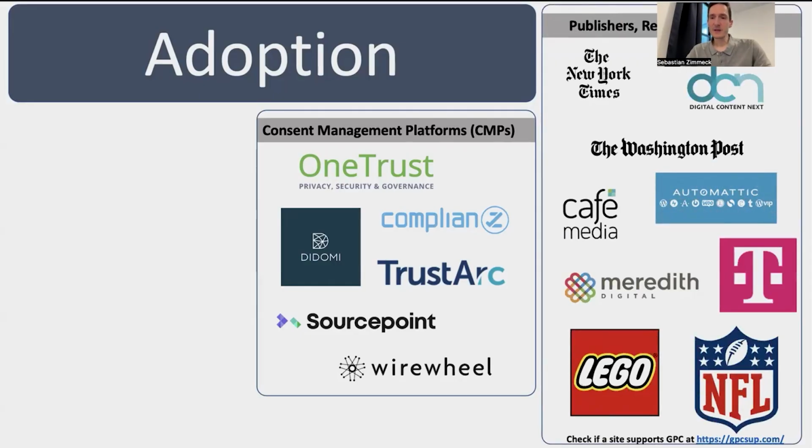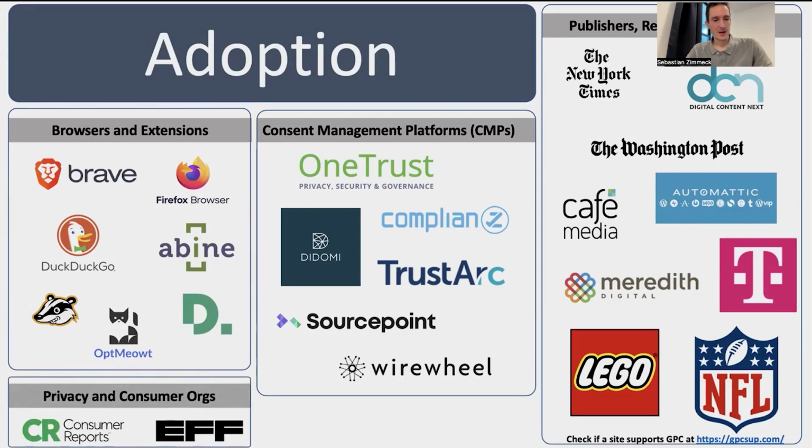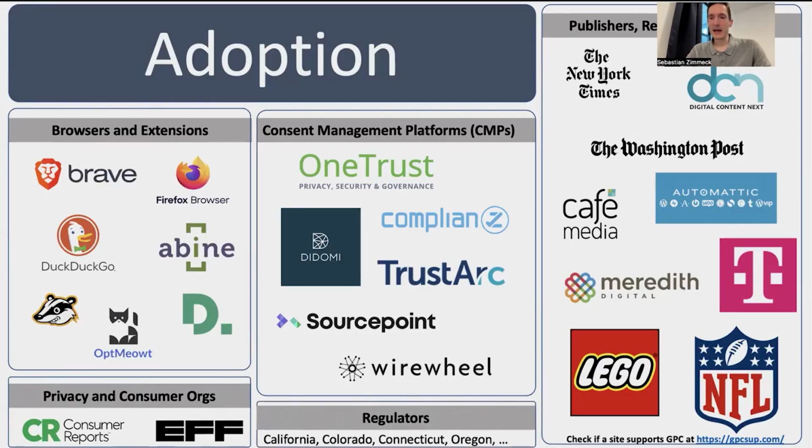Many sites respect GPC, some of them since the beginning, for example, the New York Times or the Washington Post, and others came later. There are browsers that have GPC included. Firefox has a GPC setting, Brave, DuckDuckGo, and if you're using a browser that does not have it yet, you can use a browser extension. We work with non-profit organizations. For example, Consumer Reports is very active here, as well as with governmental regulators. So in particular, those of California, Colorado, and Connecticut.